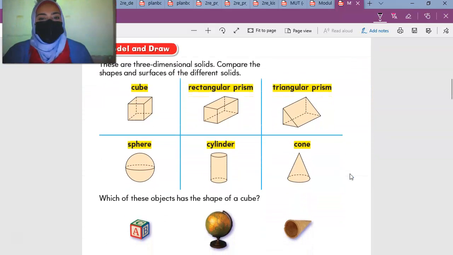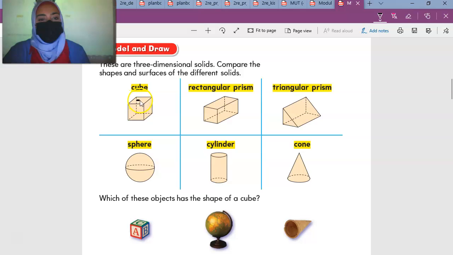These are three-dimensional solids. Remember, three-dimensional is the same as 3D. Compare the shapes and surfaces of the different solids. So the surface is the flat side. This is also called a face, okay? So we're going to compare how many faces each shape has. So let's start with the cube. Let's look at the cube. How many faces does a cube have?